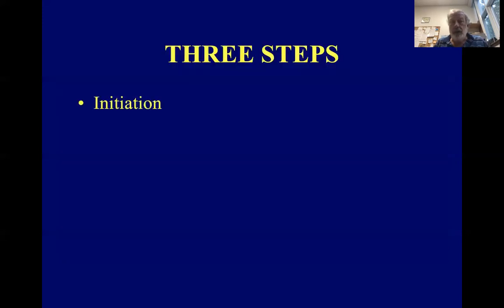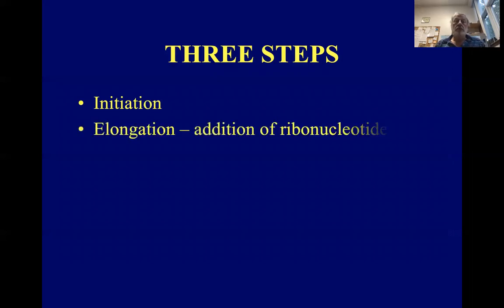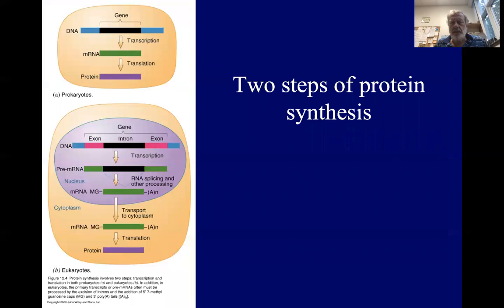So, just like DNA replication, transcription has 3 steps as well: initiation, elongation, just adding more nucleotides, and then termination of the process. So in prokaryotes, transcription and translation can occur simultaneously, but they cannot in eukaryotes because in eukaryotes the DNA is walled off in the cell nucleus. So transcription occurs in the cell nucleus, and then the messenger RNA is transported to the cytoplasm where translation can occur, as we see in the lower diagram there.